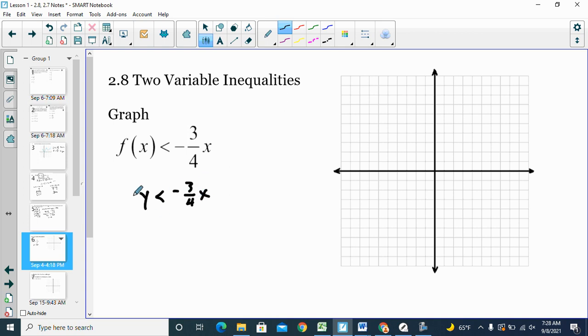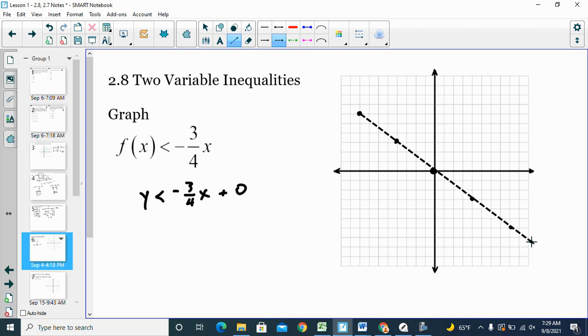It is a line. y equals negative 3/4 x would have a y-intercept of 0 and a slope of negative 3/4, down 3 over 4. Also going to go up 3, left 4. Because y is less than but not equal to that line, I don't want a solid line. Instead, I want a dashed line. So our line should be dashed.